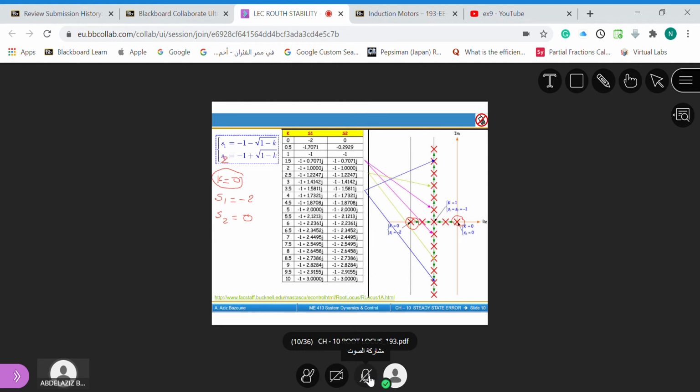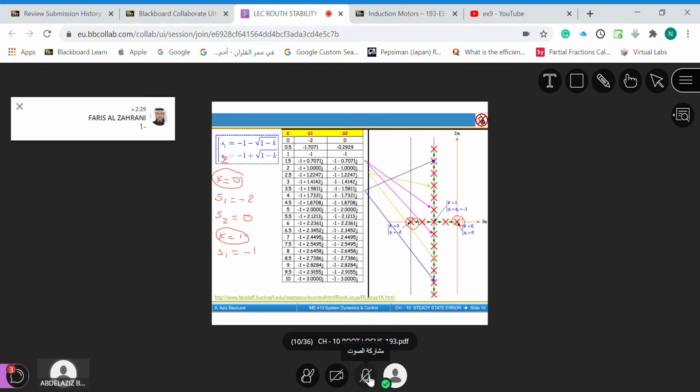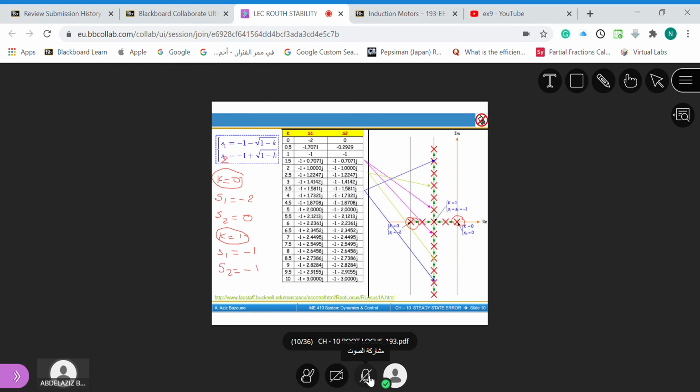Right? And then let's take K equal to 1. What will be S1? It will be -1, right? And S2 will be equal to what? -1. Remember we said this one is coming from this way, and this other one is going this way.